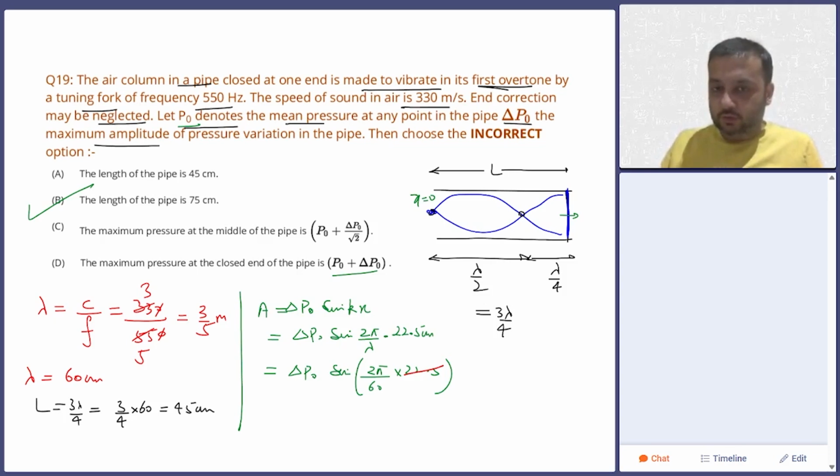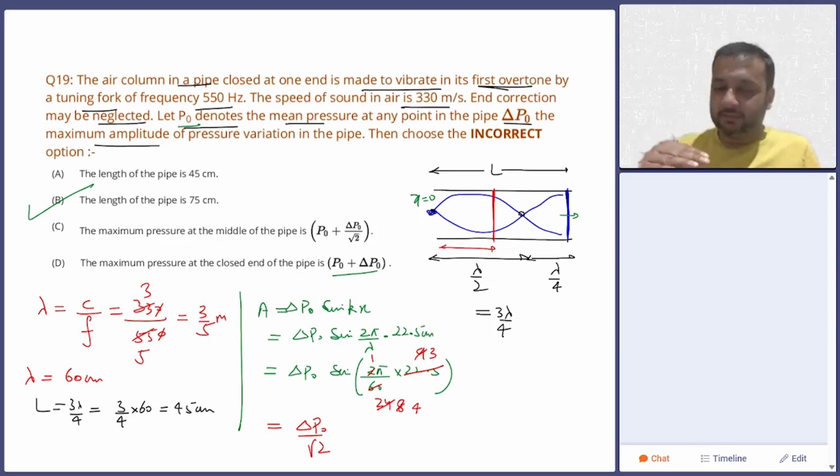So 2.5 into 9 times, 2.5 into 4, 6 are 24 times. So 3 3s are 9, 3 8s are this. So this becomes 3 pi by 4. So this is delta P naught sine of 3 pi by 4, and sine 3 pi by 4 is 1 by root 2. Hence the amplitude of the pressure at the middle of the pipe, somewhere over here, 22.5 centimeters, will be delta P naught by root 2.